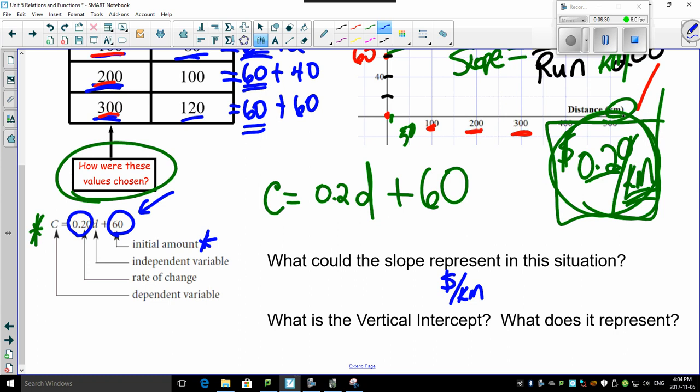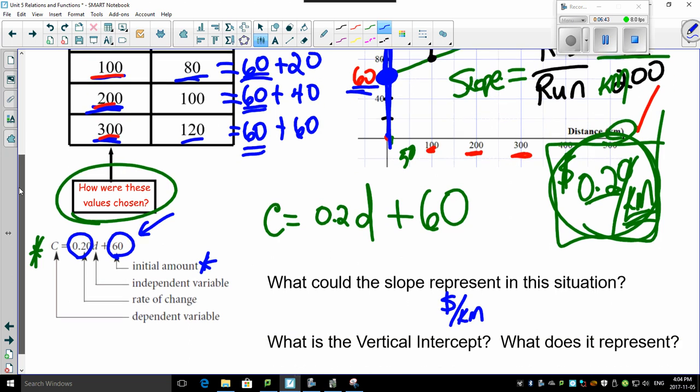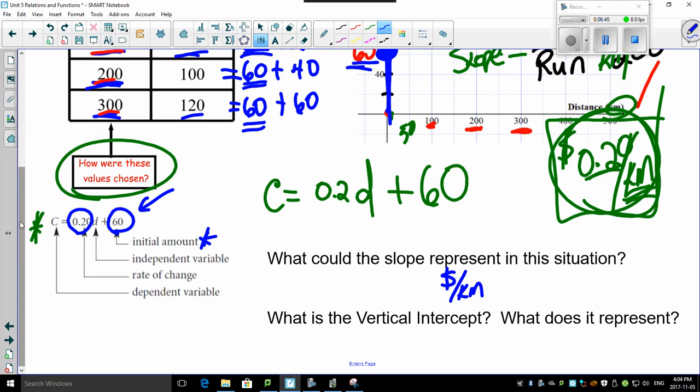What is the vertical intercept? What do we mean, vertical intercept? Think about it. Intercept means where do you cut on the graph? That's $60. So in this case, the vertical intercept is $60, and what does it represent? That's your initial charge for renting the vehicle.